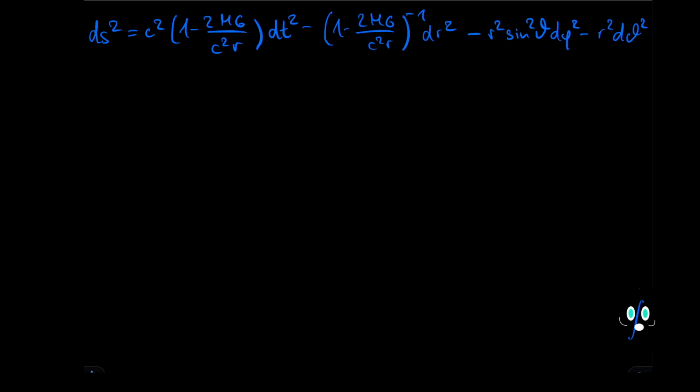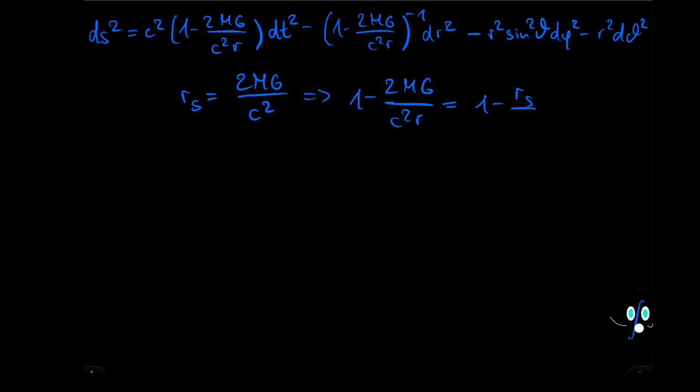Alright, so this is our Schwarzschild metric, and what we're going to do now is abbreviate it a little bit. So we're going to define the Schwarzschild radius, so the event horizon, as 2mG over c squared, and this means that 1 minus 2mG over c squared r is equal to 1 minus rs over r, and that we can define as alpha, to keep it short.